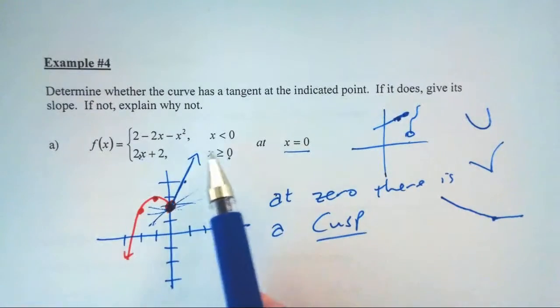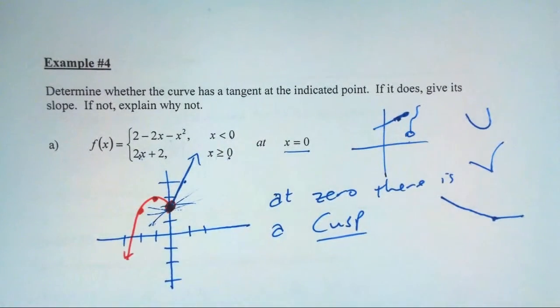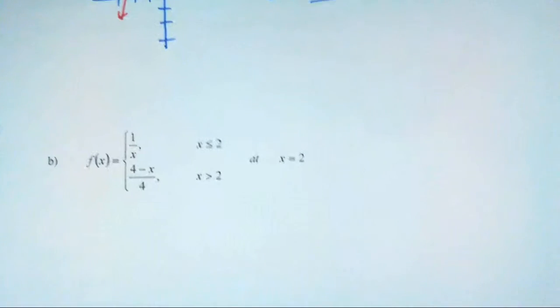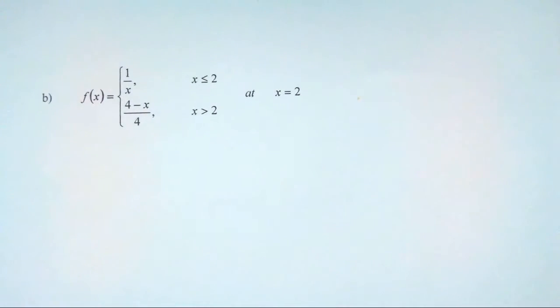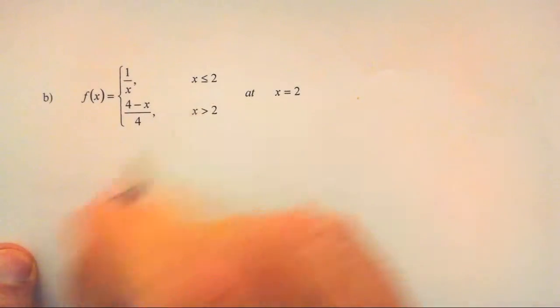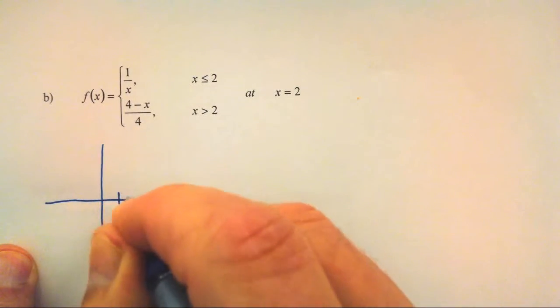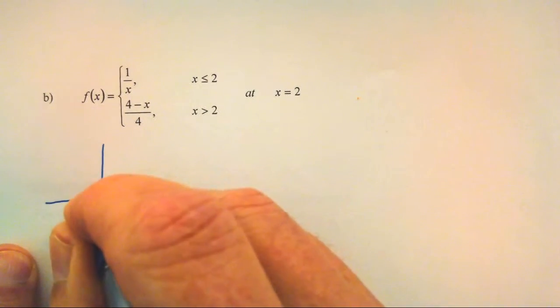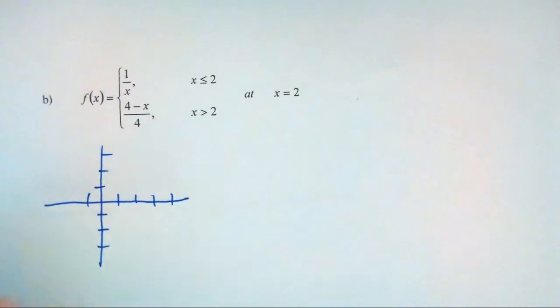Well, does that mean that anytime I have a piecewise function, that would be the case? Part B. That is my segue. I'm interested around 2. So maybe I'll go over to 4. I don't think I need much more than that. I'm not interested in the whole graph, really.